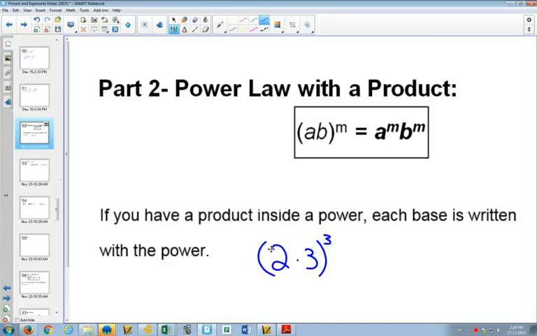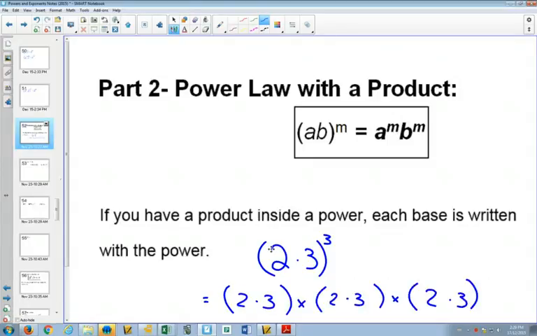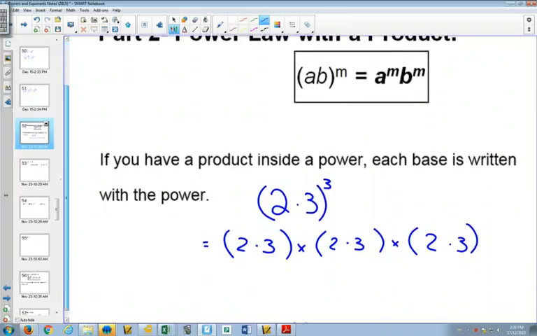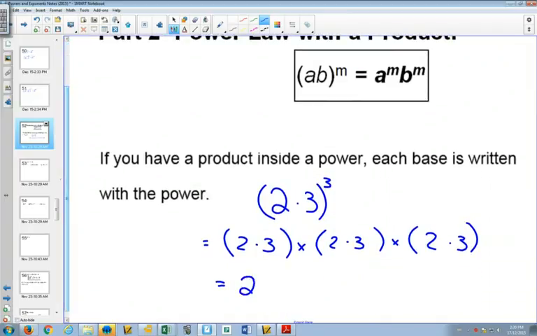What does that power of 3 mean? It means that we have 2 times 3, how many times? 3 times. Now, if you have 2 times 3, times by itself 3 times, how many 2's are there? 3. So could I write 2 times 2 times 2 as 2 to the 3? Yes. And how many 3's are there? 3.